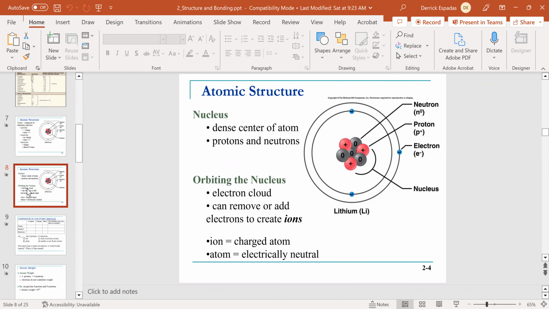Again, the nucleus is the center of the atom, and that's where the protons and neutrons are. Outside of the nucleus, you have the electron cloud. That's what we imagine with the rings. We can add and remove electrons to create ions. We'll talk about those in a little bit. An ion is a charged form of an atom, because normally atoms are electrically neutral.